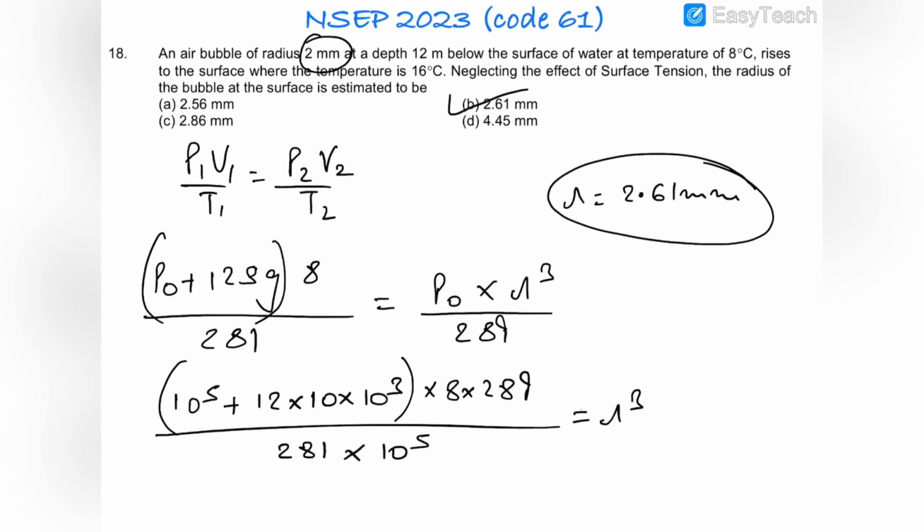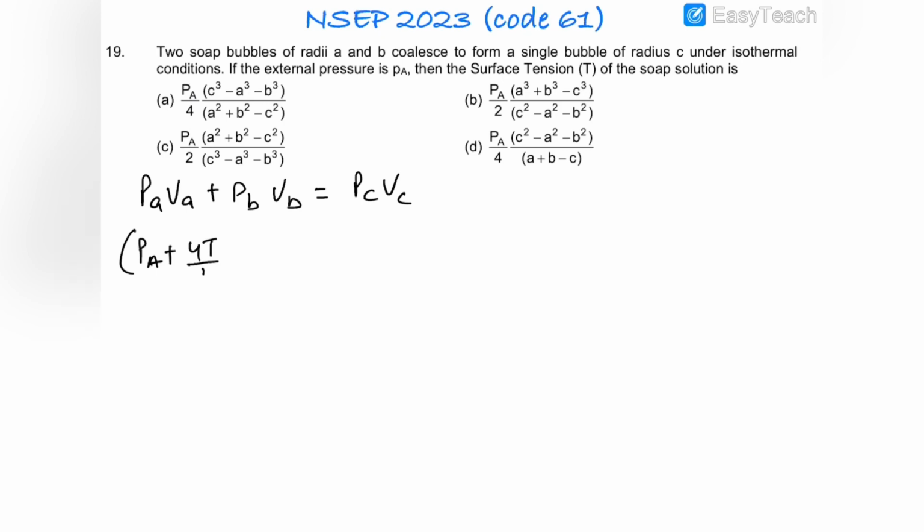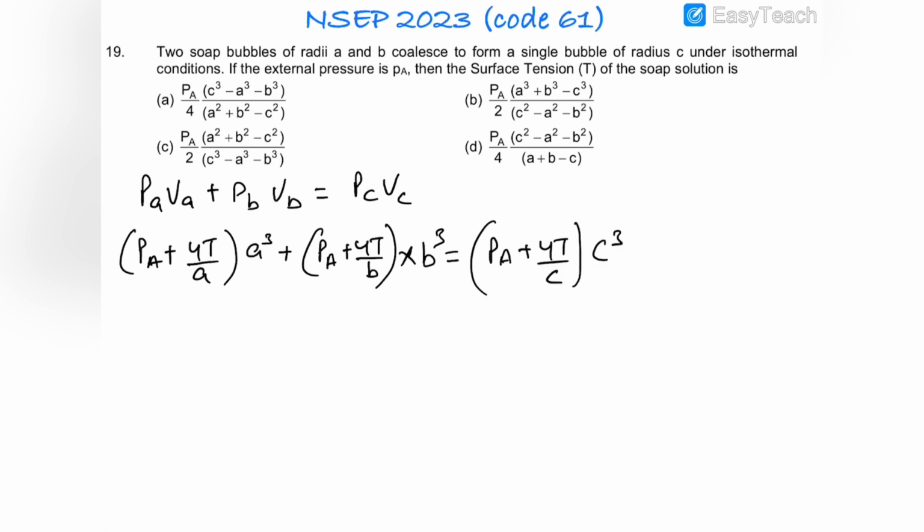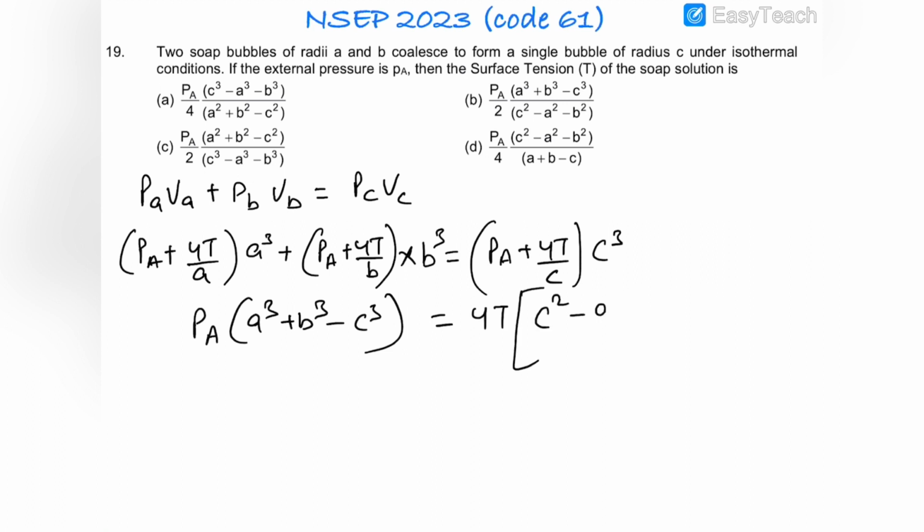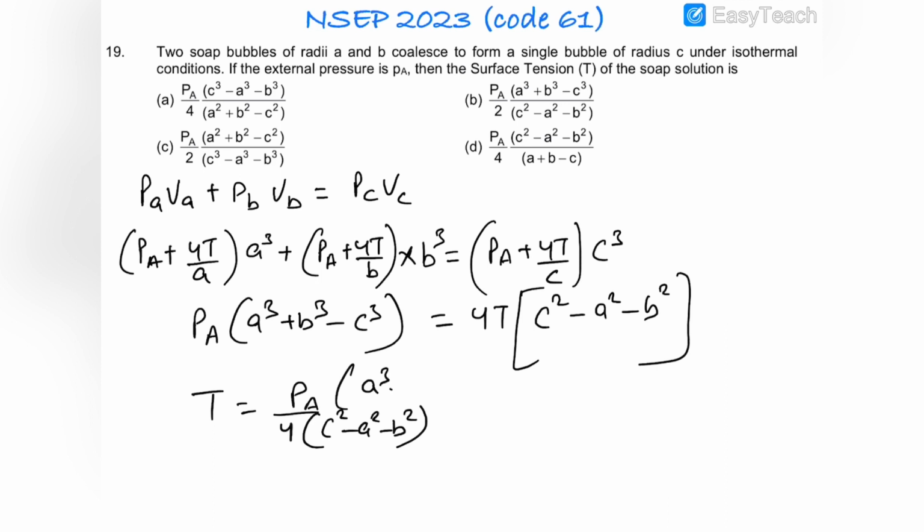Now we move on to the next question. 4T by A into VA. VA is 4 by 3 pi A cube, and I'm cancelling out 4 by 3 pi, so it would be A cube only, plus PB would be PA plus 4T by B into B cube, and PC would be PA plus 4T by C into C cube. So you can see that PA into (A cube plus B cube minus C cube) is equal to 4T, which is common, into (C square minus A square minus B square). So T will be equal to PA by 4 into (A cube plus B cube minus C cube) divided by (C square minus A square minus B square).